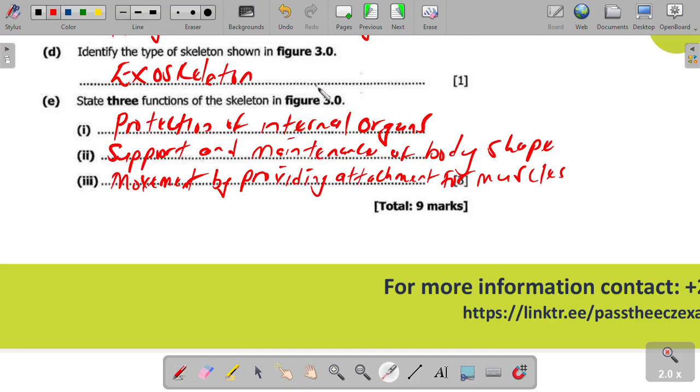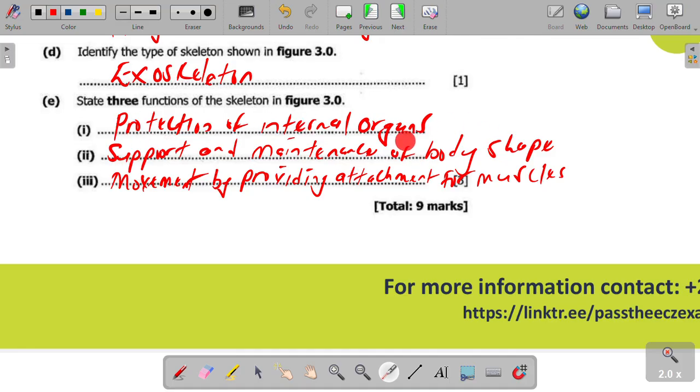So protection of internal organs. All right, it shields the delicate parts from internal injuries, or other external injuries. Support and maintenance of the body shape. The skeleton gives the body firmness and keeps its shape. And then number 3, movement by providing attachment for muscles. So muscles attach to the skeleton and help move the limbs. Okay, so these are the functions of the skeleton in figure 3.1.